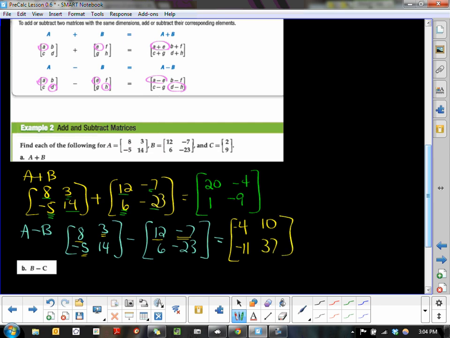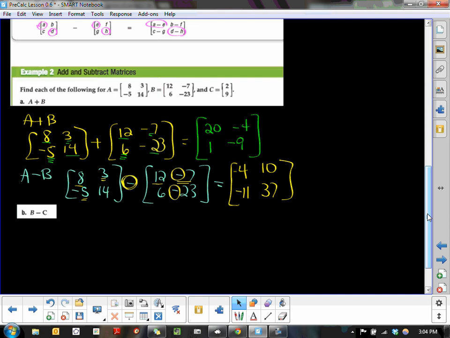So just be careful with your subtraction when you have double negatives, like here and here. That's actually adding. Here and here, we're going to add 23. And finally, we're going to try to subtract B minus C. Don't have to look too far because B is a 2 by 2 matrix and C is a 2 by 1 matrix. If they don't have the same dimensions, they cannot be subtracted, so therefore there's no work to be done.